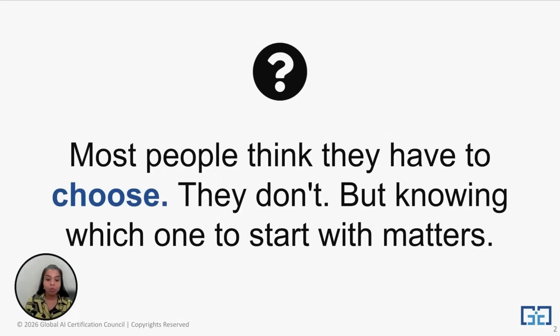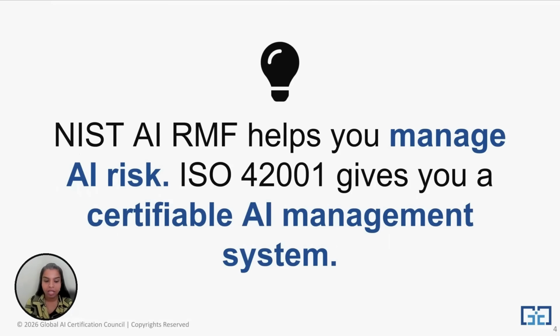Most people think they have to choose between ISO 42001 and NIST AI RMF, but they don't. But knowing which one to start with and which one to use at what time actually matters. NIST AI RMF helps you manage AI risk. As the name says, RMF, Risk Management Framework, so it focuses mainly on AI risk. ISO 42001, although, gives you a full certifiable AI management system at the full organization level.